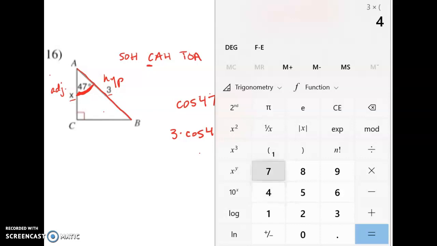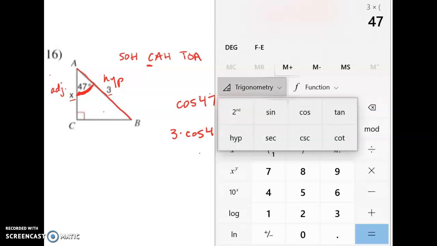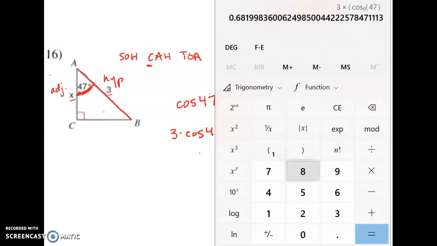First, I'm going to enter my number, so 47. And then I want the cosine of 47. So there's the cosine of 47. And again, check up top to make sure that your syntax is right. 3 times cosine of 47. That's good. Press equals, and there's our answer.